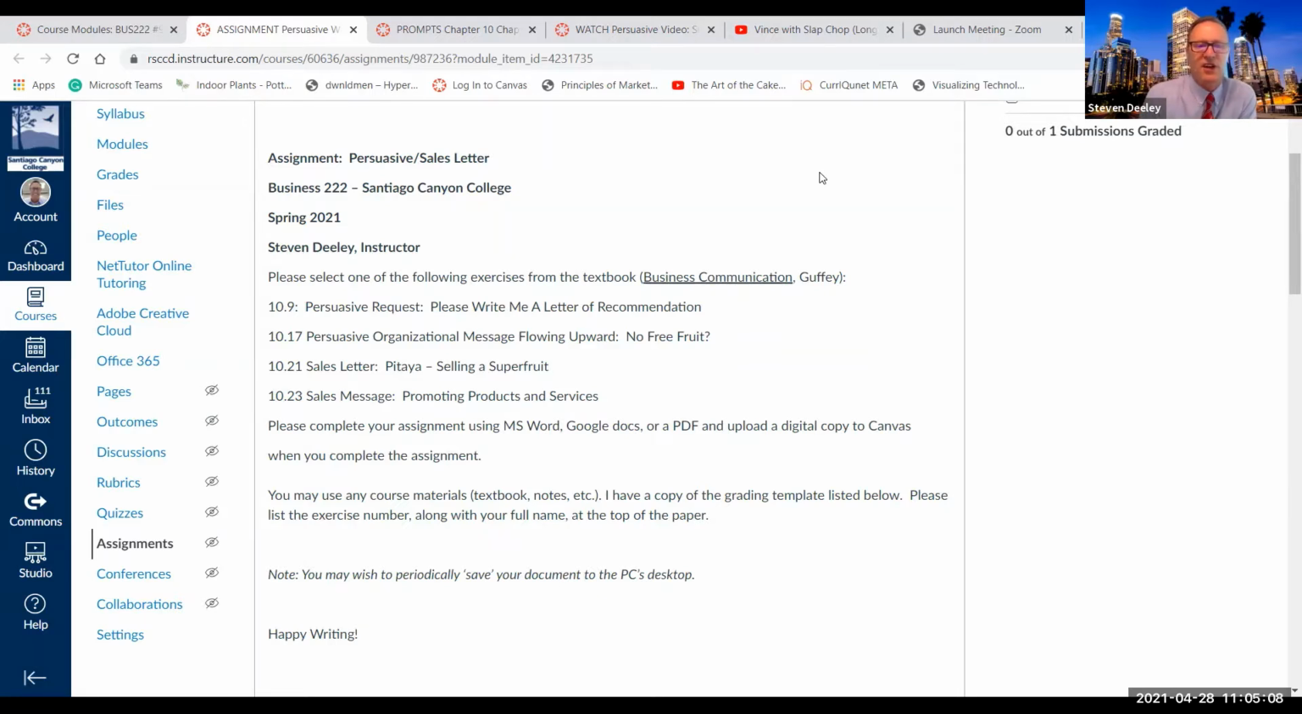10.21 says a sales letter, Pitaya selling a superfruit. So in this particular situation, a lot of fruit in this one this week. We're getting close to summer, right? Selling a superfruit. So here you represent a company who sells the pitaya, which I think is also called dragon fruit. And you're trying to get juice bars to carry it, to add this to their array of products that they already carry in there. Okay. And so you need to persuade them to do that.